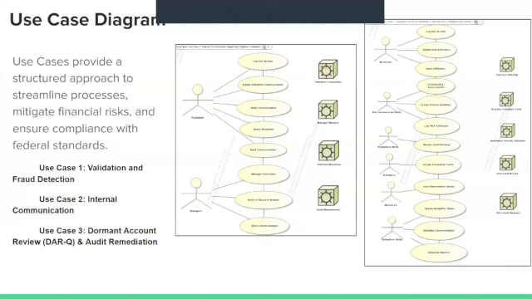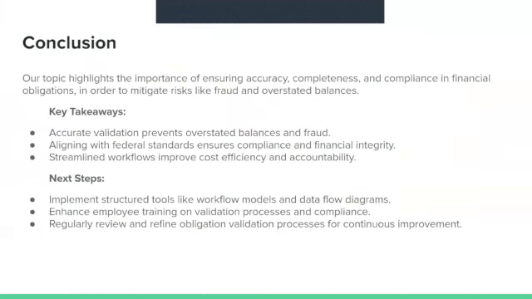To conclude, the validity of miscellaneous obligation documents is crucial for many reasons, such as financial accuracy, mitigating fraud risks, and maintaining compliance with federal standards, which we found in the Green Book. The key takeaways from this project include the importance of accurate validation to prevent overstated balances and fraud, aligning our processes to ensure financial integrity, and leveraging streamlined workflows to enhance accountability and cost efficiency.